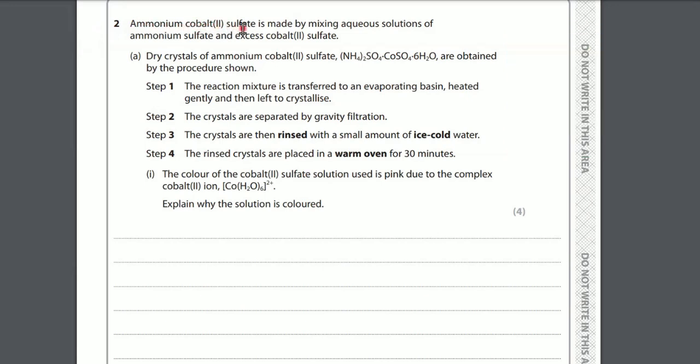Ammonium cobalt 2 sulfate is made by mixing aqueous solutions of ammonium sulfate and excess cobalt 2 sulfate. A. Dry crystals of ammonium cobalt 2 sulfate, (NH4)2SO4.CoSO4.6H2O are obtained by the following procedure.